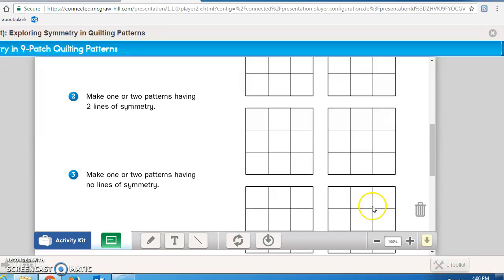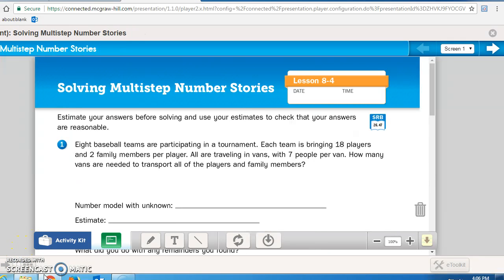Pause the recording now and then bring it up to me when you've finished it, because there won't be an answer in the Math Journal answer key because there will be so many varying answers for this problem. So pause the recording now and finish this page and bring it to me when you have completed it. Once you've completed doing that for quilting patterns, I want you to go to Math Journal page 282.